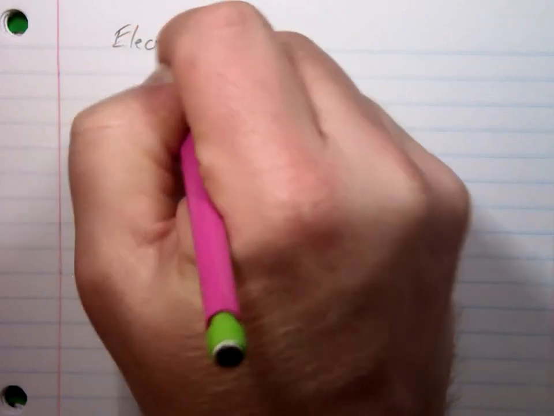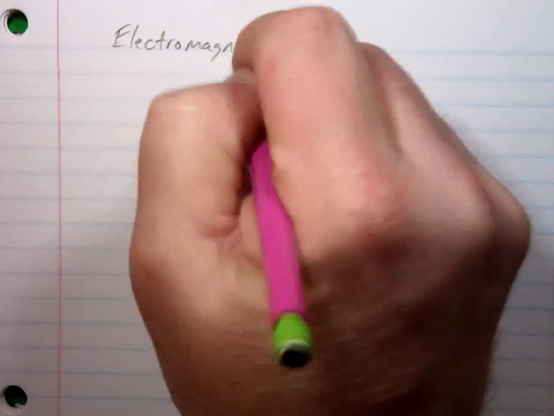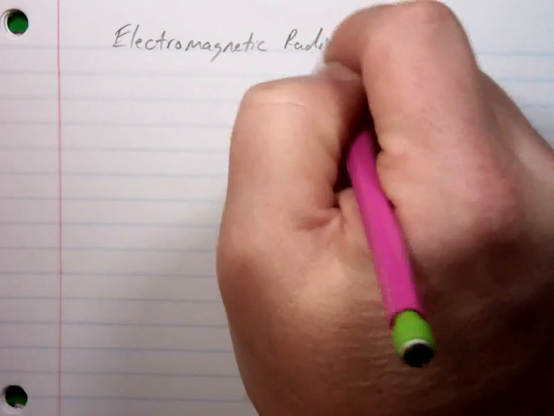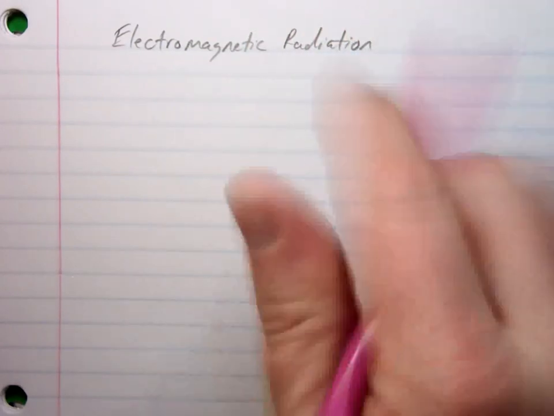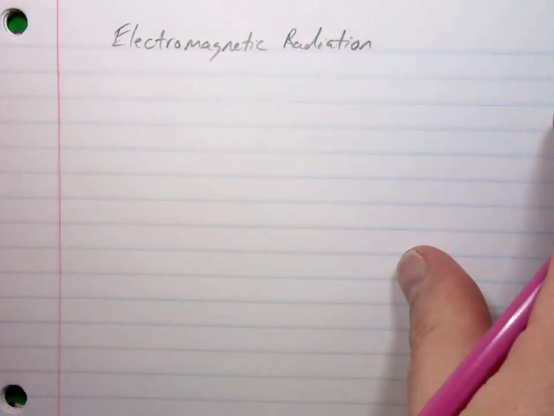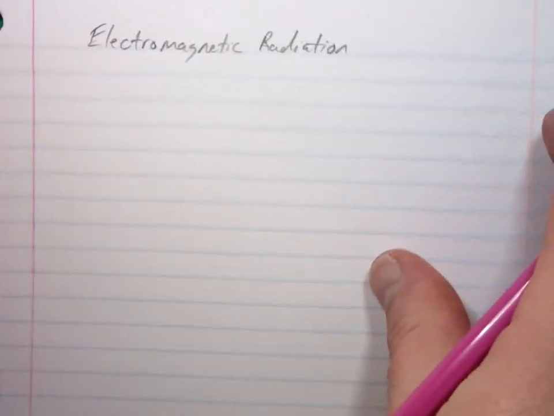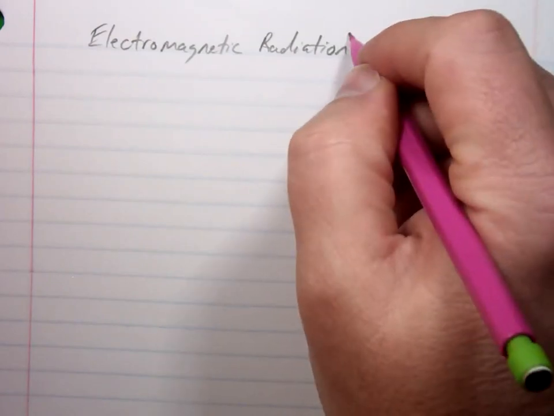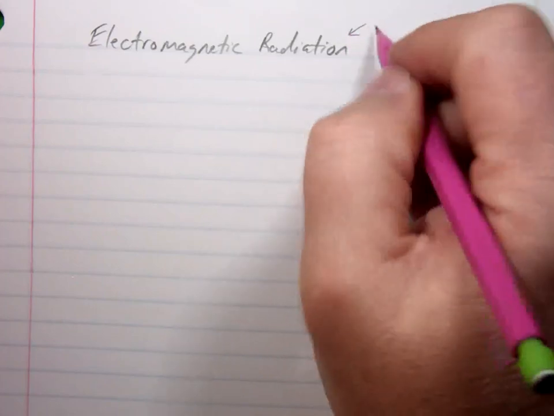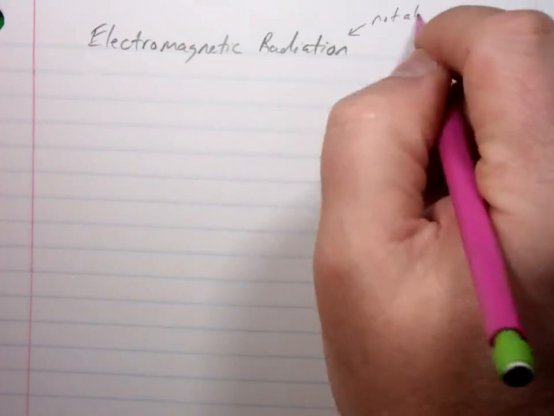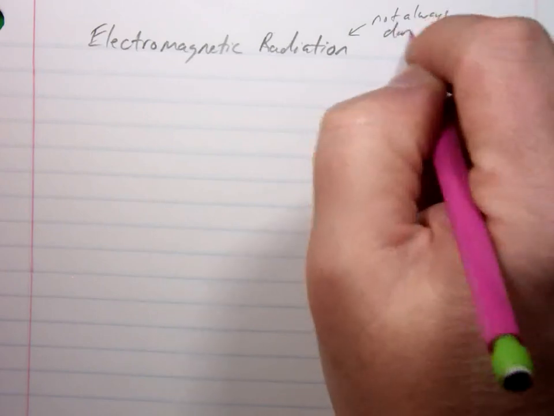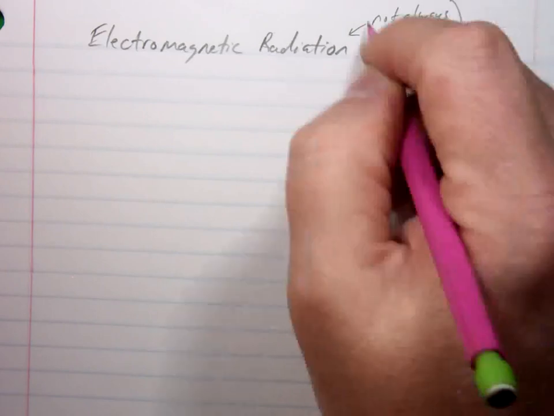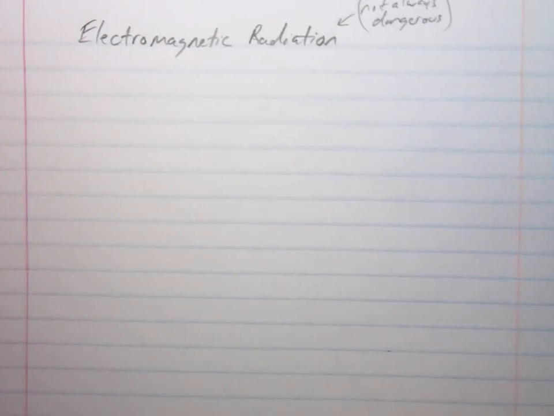Okay, so we're going to talk about electromagnetic radiation today. And when I say radiation, it generally has a pretty bad connotation with it. Think about people getting irradiated, like in Chernobyl or various other nuclear disasters. But radiation is not always dangerous. Okay? Not always dangerous. Sometimes very much so, but not always.